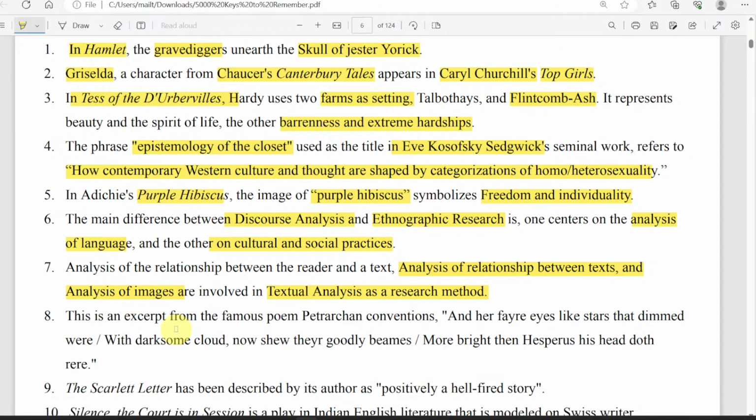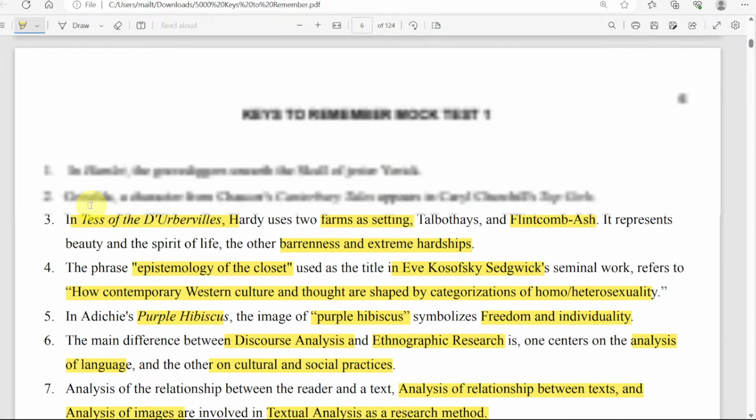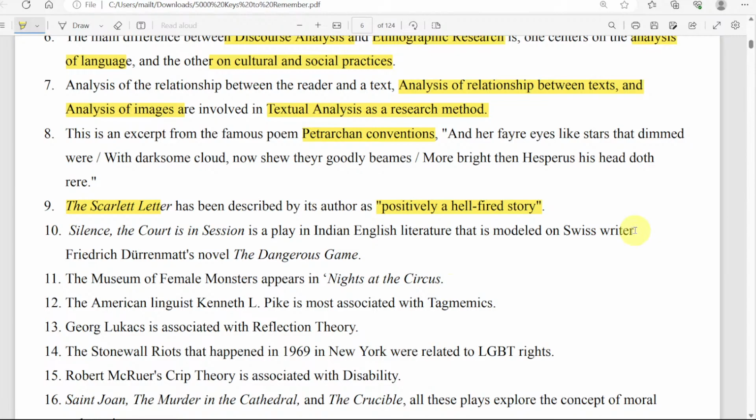So again, this is an example of the famous Petrarchan convention. The lines are: and her fire eyes, like stars that dimmed were with darksome cloud, now show their goodly beams more bright than Hesperus his head doth. So this is an example of Petrarchan convention. Another, The Scarlet Letter, has been described by its author as positively a hell-fired story. Right. Another is Silence! The Court Is in Session, which is based on the Swiss writer Friedrich Dürrenmatt's novel The Dangerous Game. Remember that. And the Museum of Female Monsters appears in Nights at the Circus.